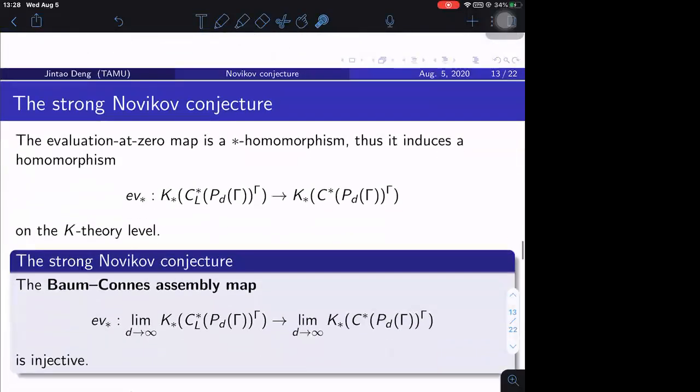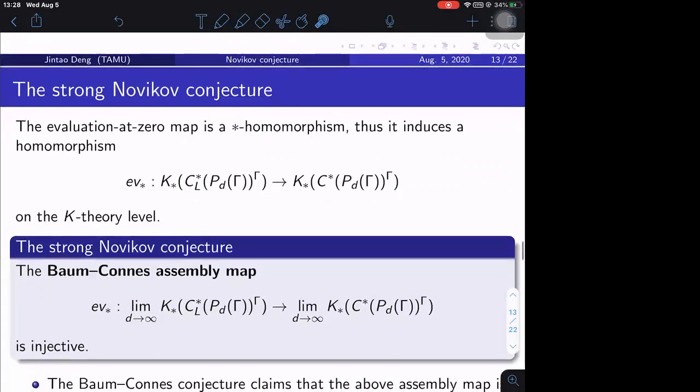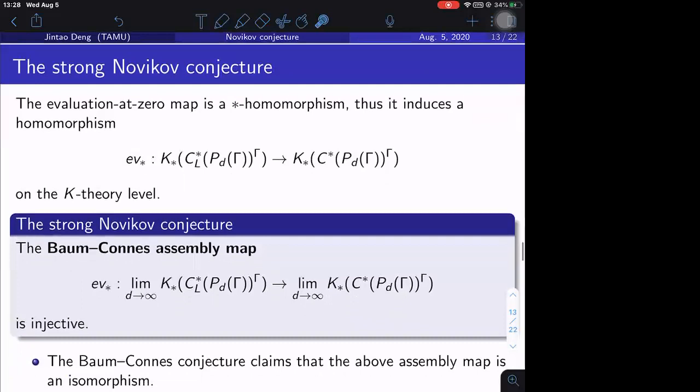Because this evaluation at 0 map is a *-homomorphism, it induces a homomorphism on the K-theory level. And actually, when we define the Roe algebra, we require Z_d to be contained in Z_d' when d is smaller than d'.